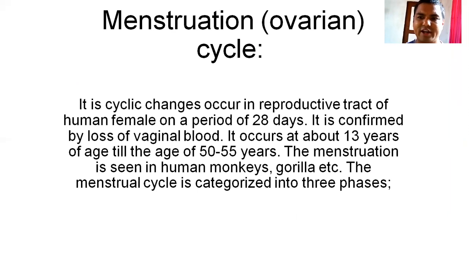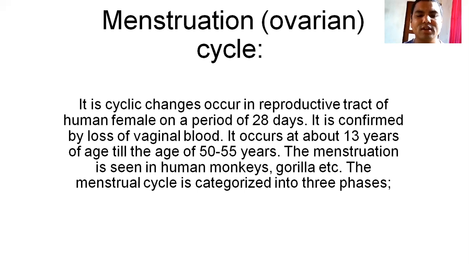It occurs every 28 days of the month. It starts at about 13 years of age, and it ends at about 50 to 55 years old. Menstruation is seen in humans, monkeys, and gorillas also.